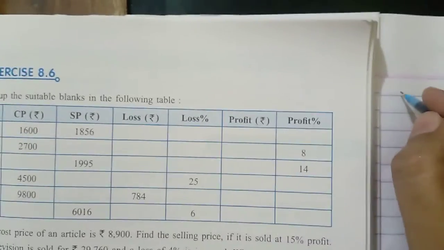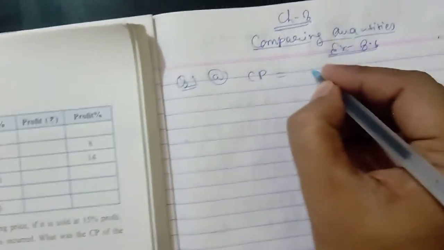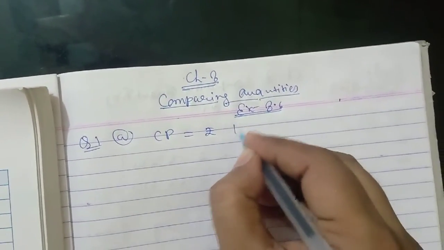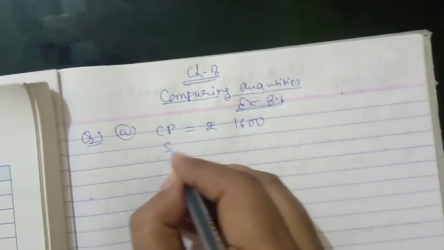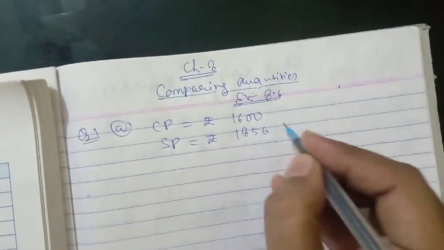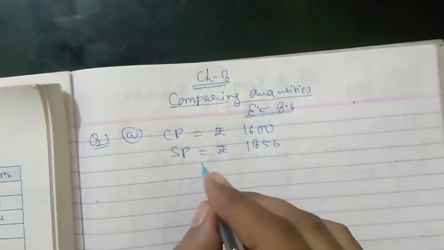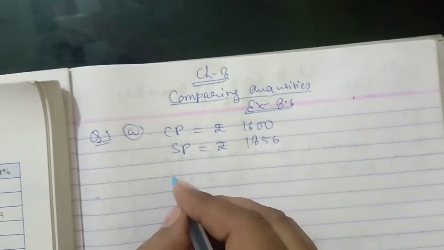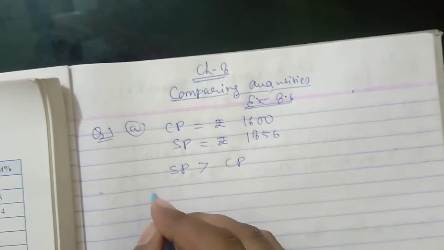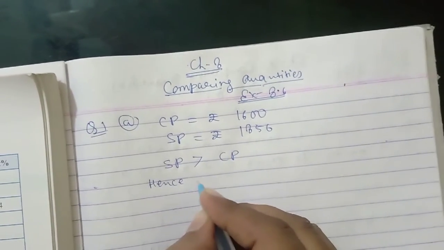So in question number 1, part A, CP has been given as rupees 1600. SP has been given as rupees 1856. After comparing these numbers, we can understand SP is greater than CP. So it is a case of profit.